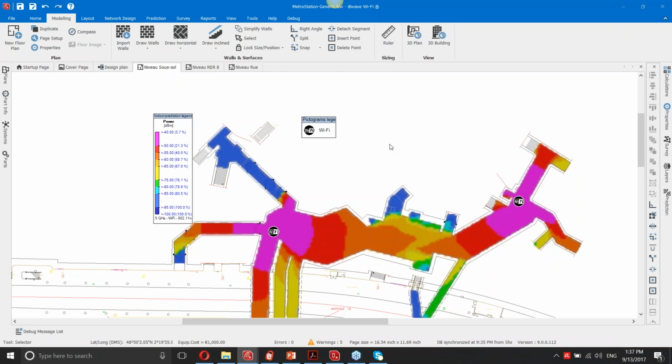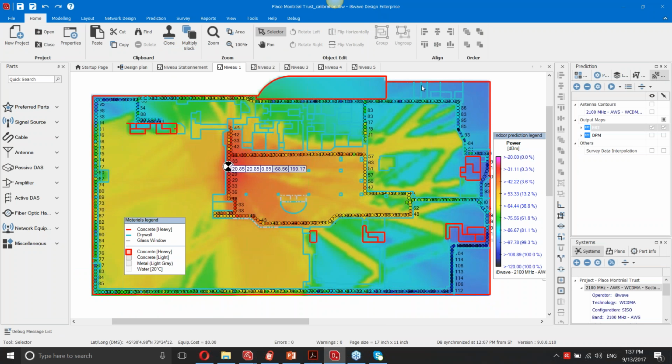Even this is a metro station, so you think the escalators are not all that important. Yes, they are, and you will have a poor coverage if you do not remember to model them as inclined surface. Well, having said that, this is iBwave Wi-Fi PC, as you can see. And now I'm going to switch to our different product, iBwave Design Enterprise, to show you how to do calibration in our tool. And what would you expect from that?